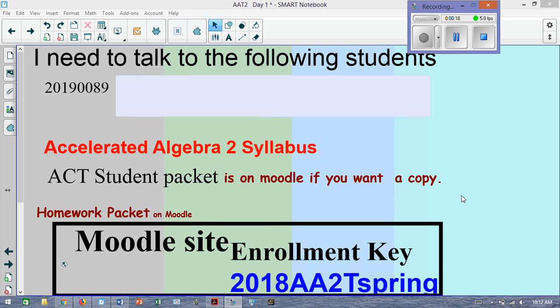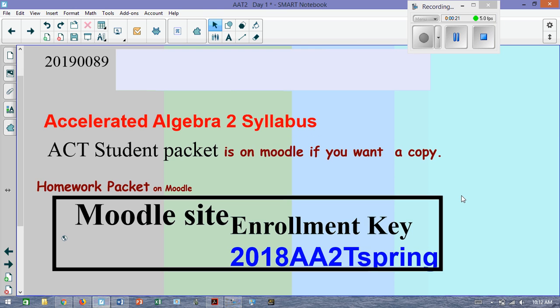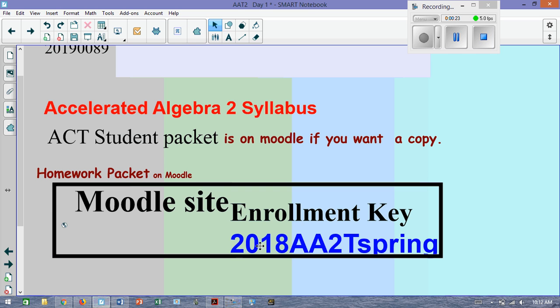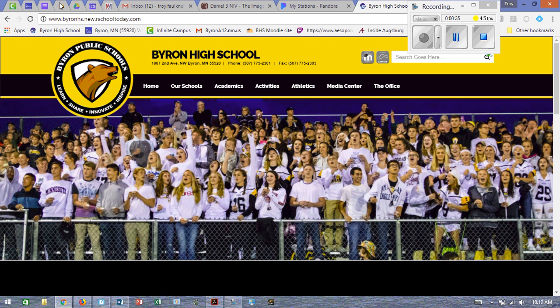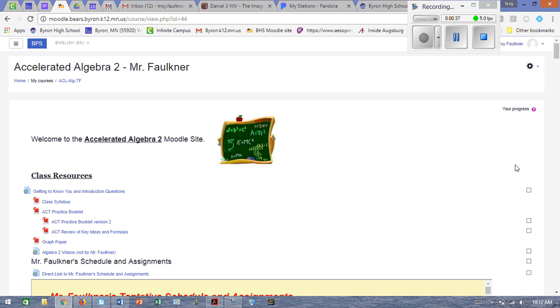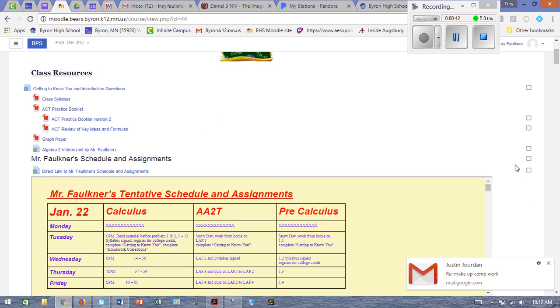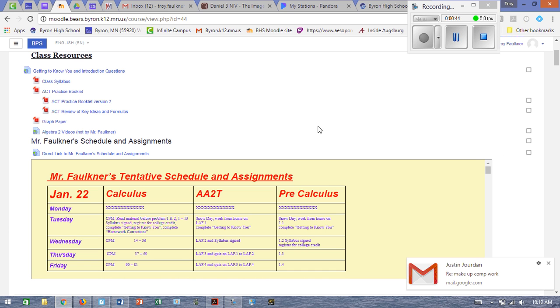Now, you're going to have to get onto the course Moodle site. By the way, here's the key down here in blue for Accelerated Algebra 2. So if you go to the high school webpage, click on academics and then hit the Moodle site. When you do that, you'll have to enter your enrollment key, which you just saw there. Then you'll have this page showing up.